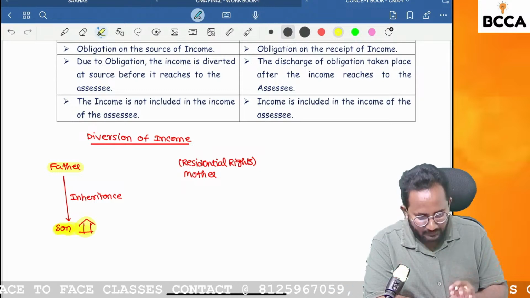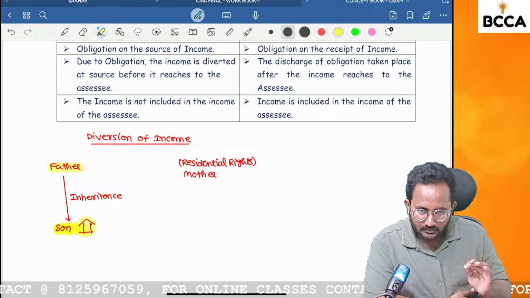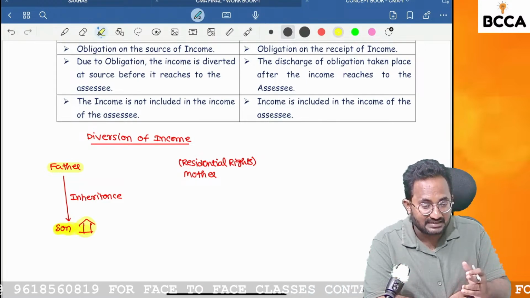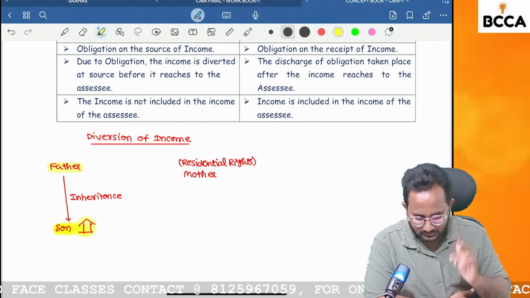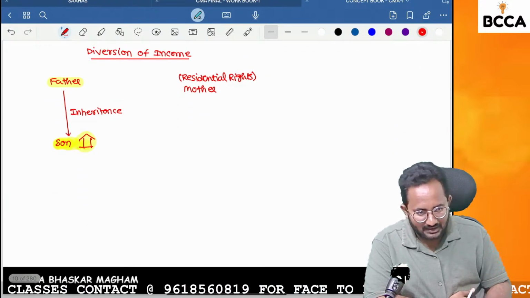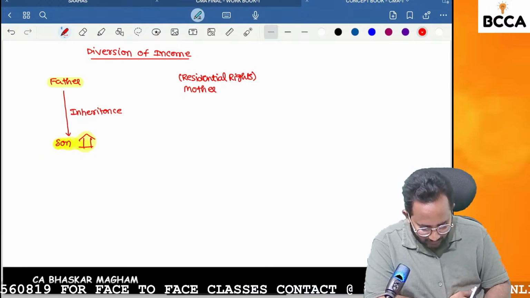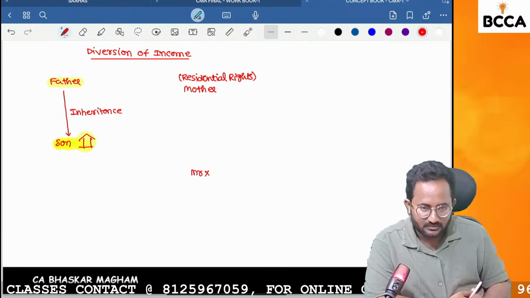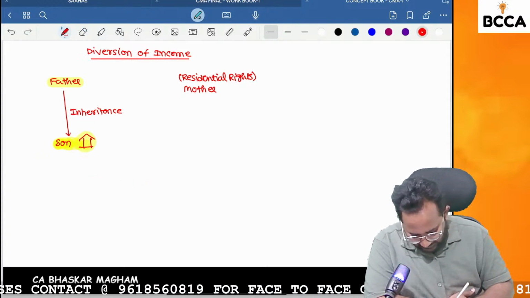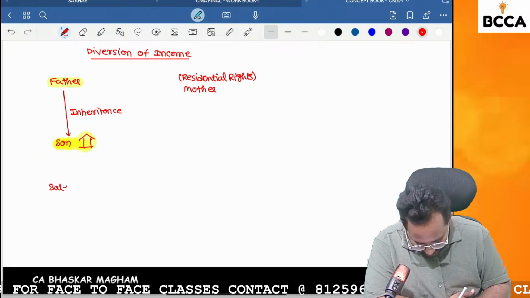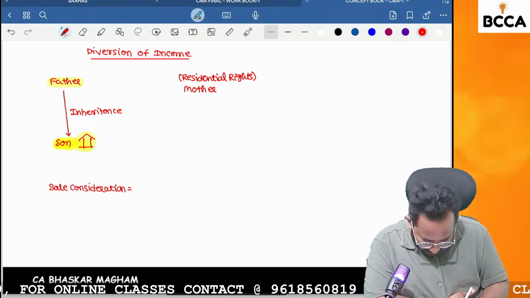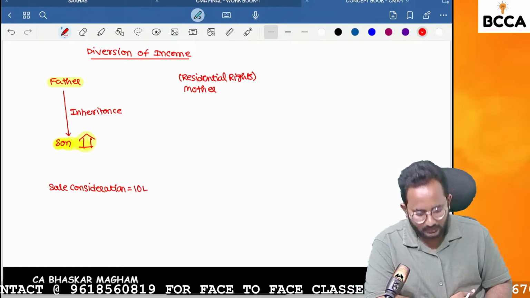Can you tell me, will it be possible to sell the asset? No. If you want to sell the asset, you have to get consent from your mother also, because there is an overriding title with your mother. So ultimately he sold this house to Mr. X for a sale consideration, just for example, 10 lakh.